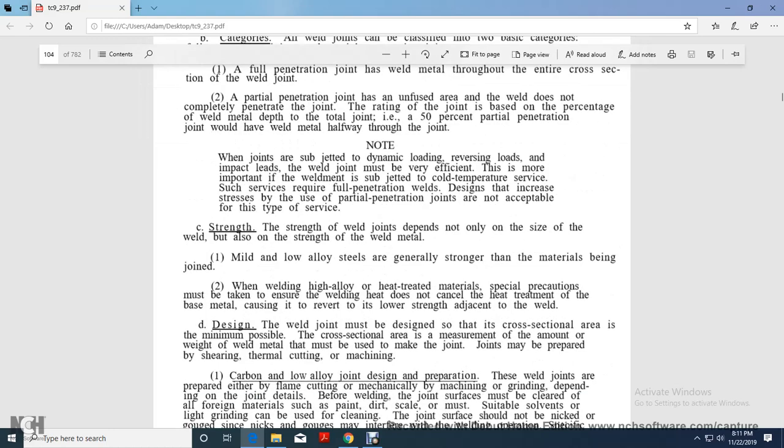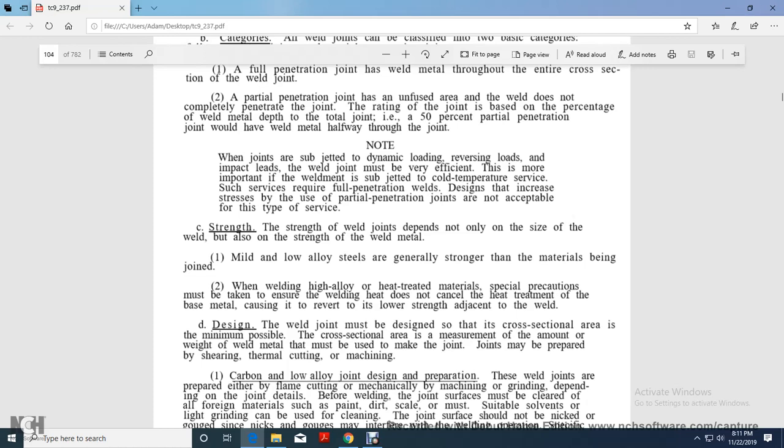Note: weld joints subjected to dynamic loads, reversing loads, or impact loads must be very efficient. This is more important for weldments subjected to cold temperatures. Such services require full penetration welds. Designs that increase stresses by using partial penetration joints are not acceptable for this type of service.